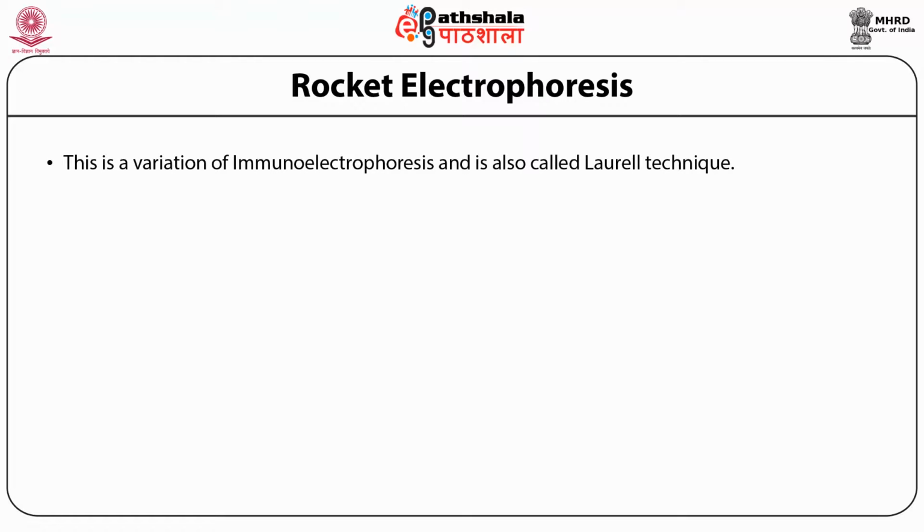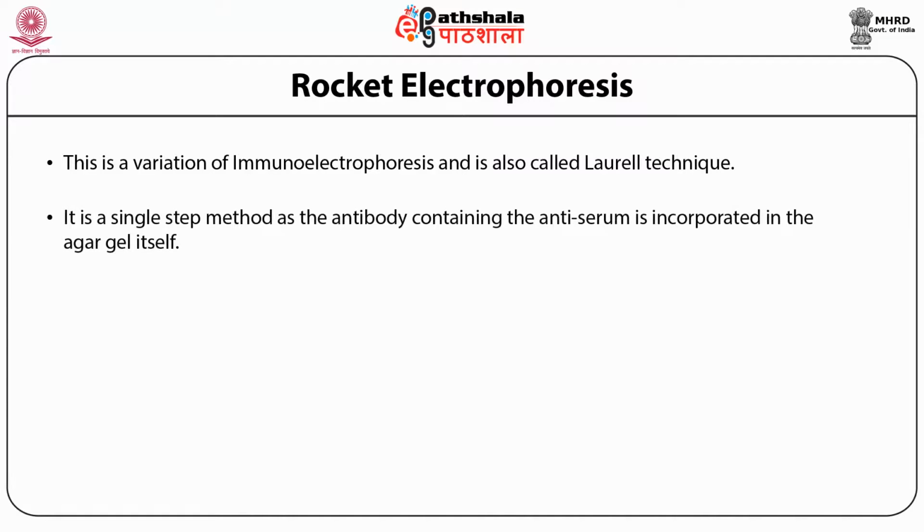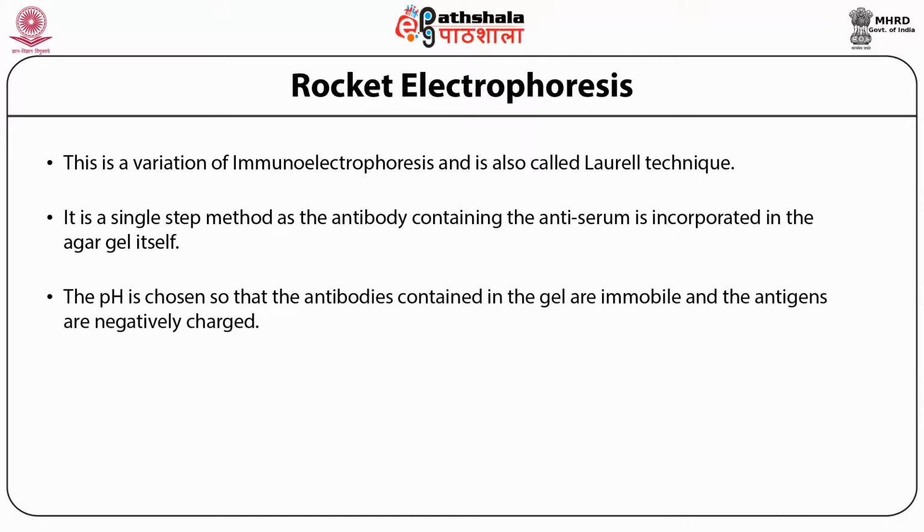There is a variation of immunoelectrophoresis which is called rocket electrophoresis. This is also called the Laurell technique. It is a single step method, as the antibody-containing antiserum is incorporated in the agar gel itself. The pH is chosen so that the antibodies contained in the gel are immobile and the antigens are negatively charged. The precipitin arcs have the shape of rockets, and that is why this technique is called rocket electrophoresis.